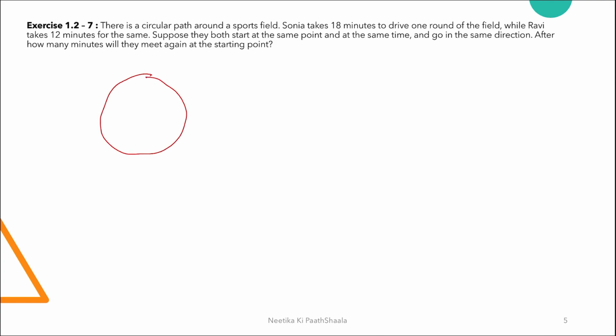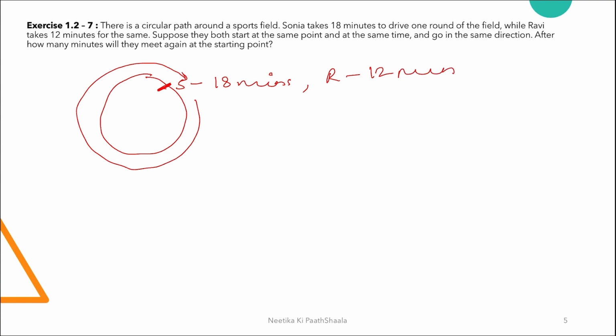So in this question में क्या दिया गया है? That there is a circular path. Sonia takes around 18 minutes to complete one round, okay, from the starting point, and Ravi takes 12 minutes to complete that round. अब हमें ये पता लगाना है that if both of them start from the same point and at the same time and move in the same direction, तो वो कितने टाइम बाद स्टार्टिंग पॉइंट पे मिलेंगे. तो ऐसे क्वेश्चंस को सॉल्व करने के लिए we have to find out LCM of two given numbers.